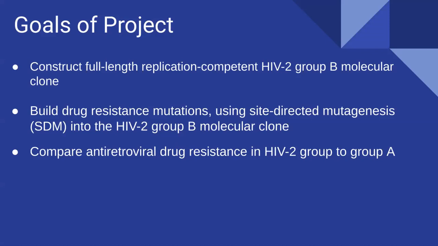The goals of my project are, first, to construct a full-length HIV-2 Group B replication-competent molecular clone; second, to build drug resistance mutations found in the literature for HIV-2 Group A into the full-length molecular clone of Group B; and third, to compare the resulting drug resistance data obtained for Group B to data published in the literature for Group A.